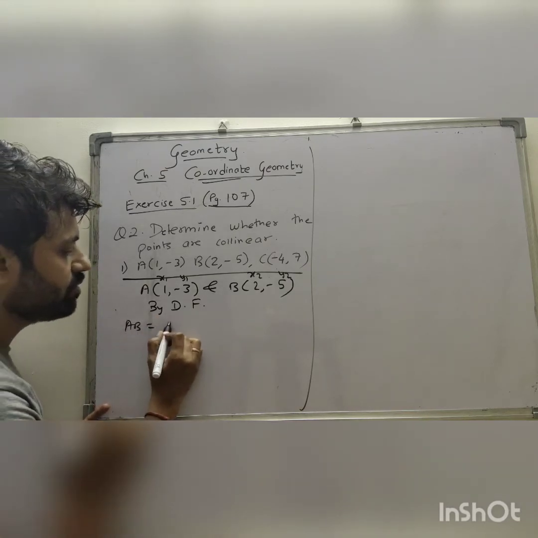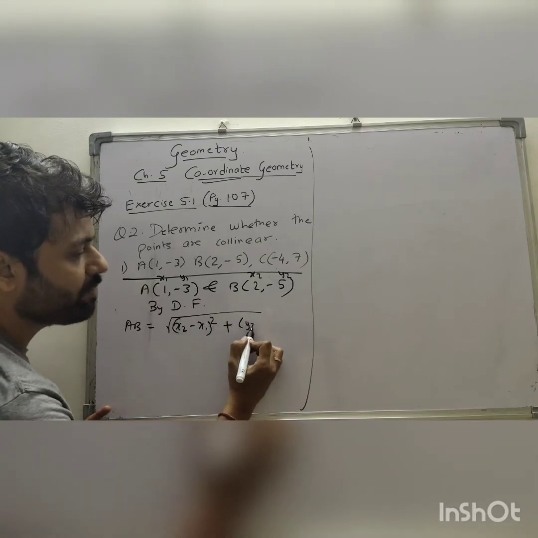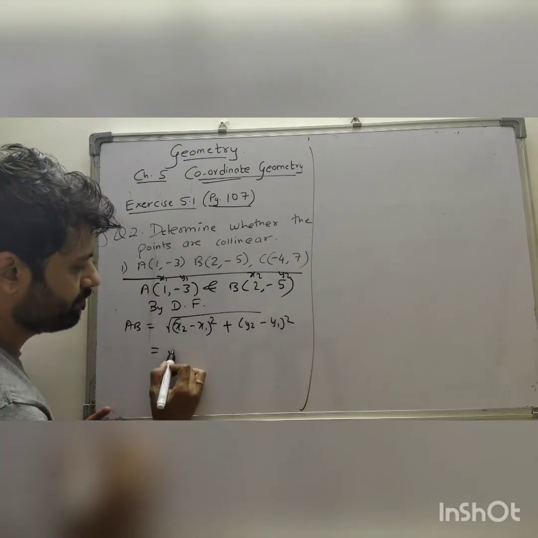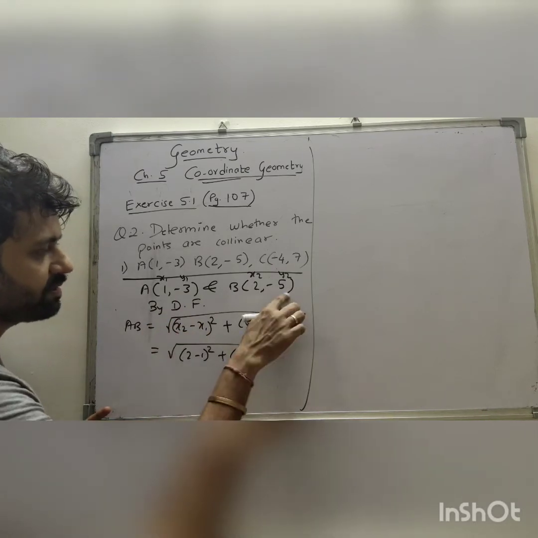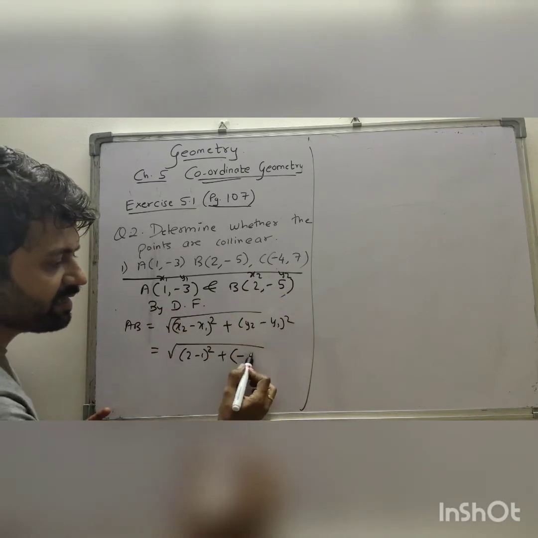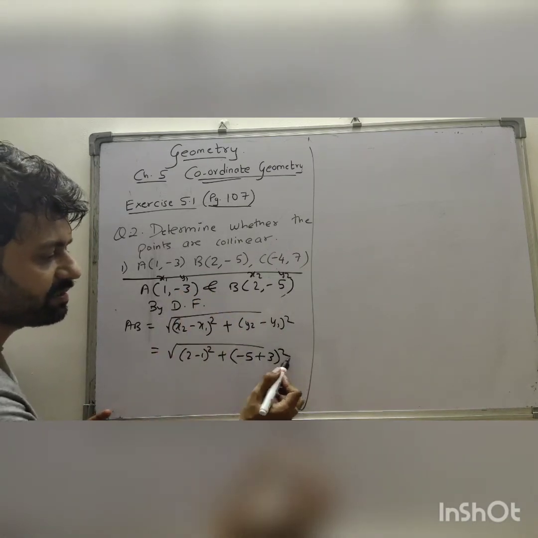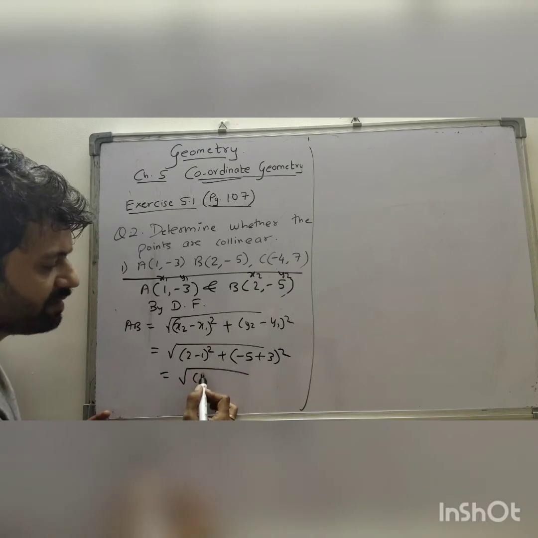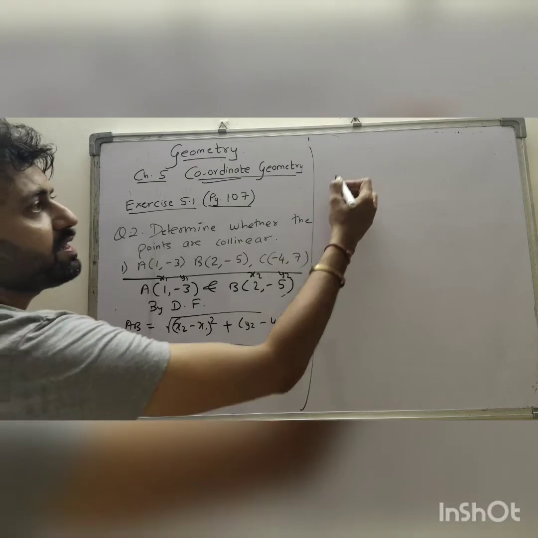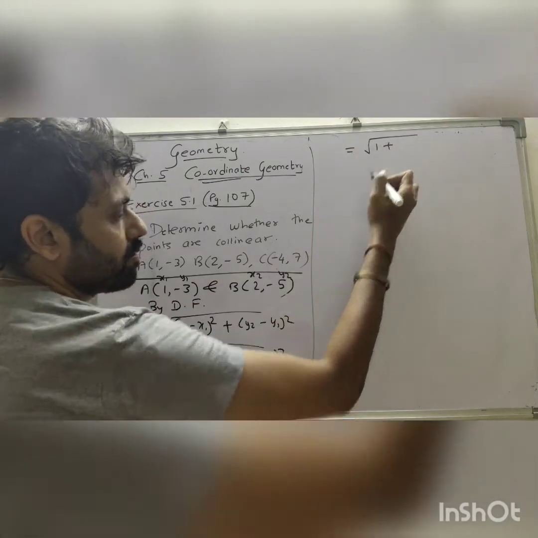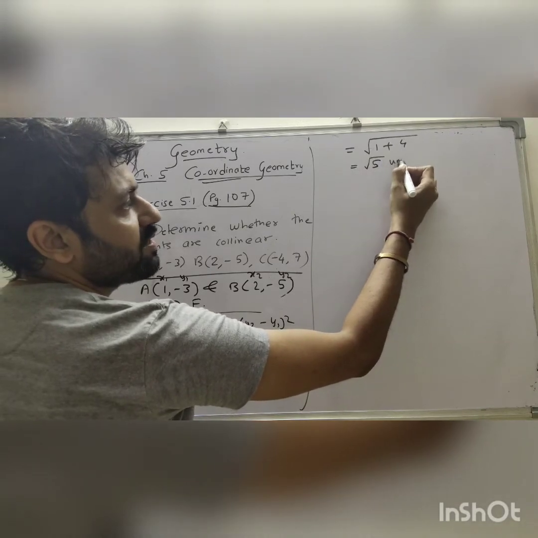AB is equals to the whole root of x2 minus x1 the whole square plus y2 minus y1 the whole square. 2 minus 1 the whole square plus y2 minus y1, that's minus 5, minus minus 3, that's plus 3. 2 minus 1 is 1, this is minus 2. 1 square is 1, minus 2 square is 4. Answer is root 5 units if you want to write.